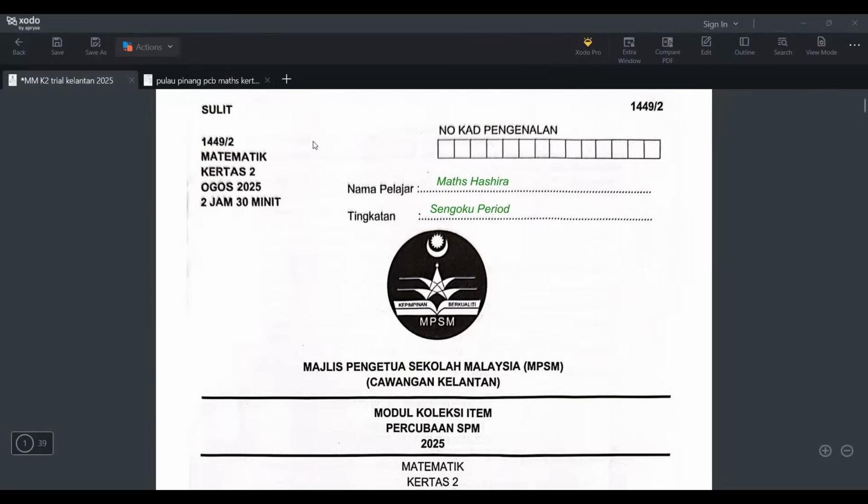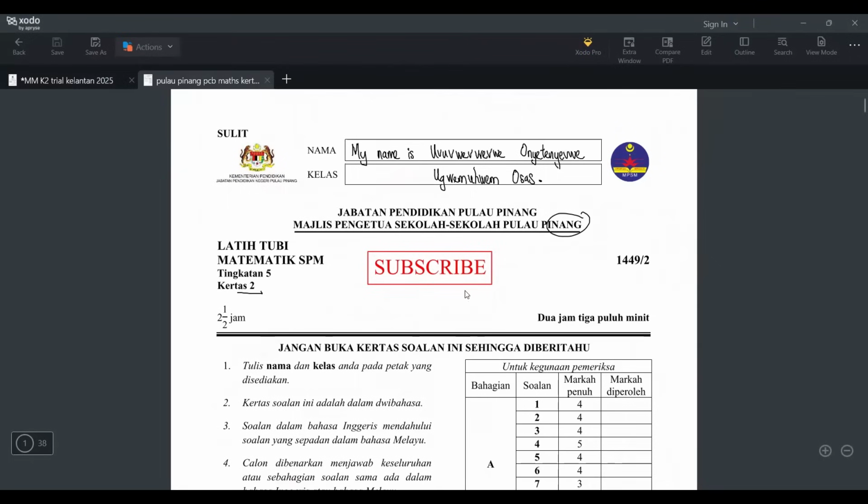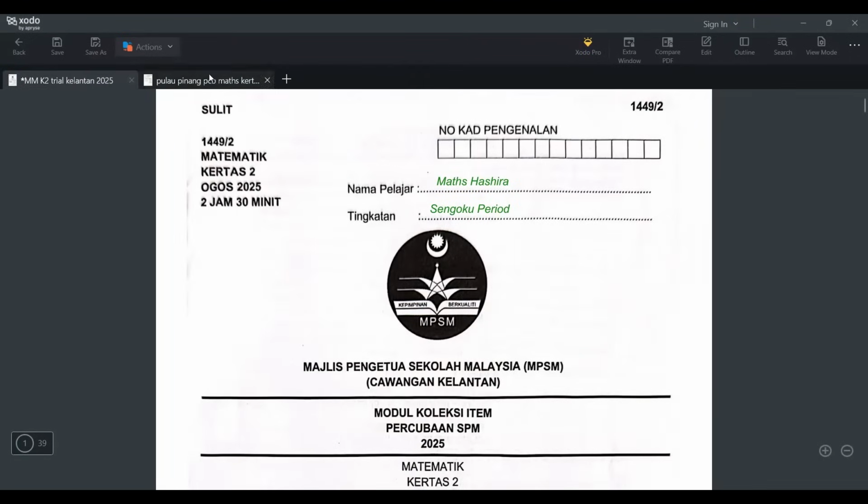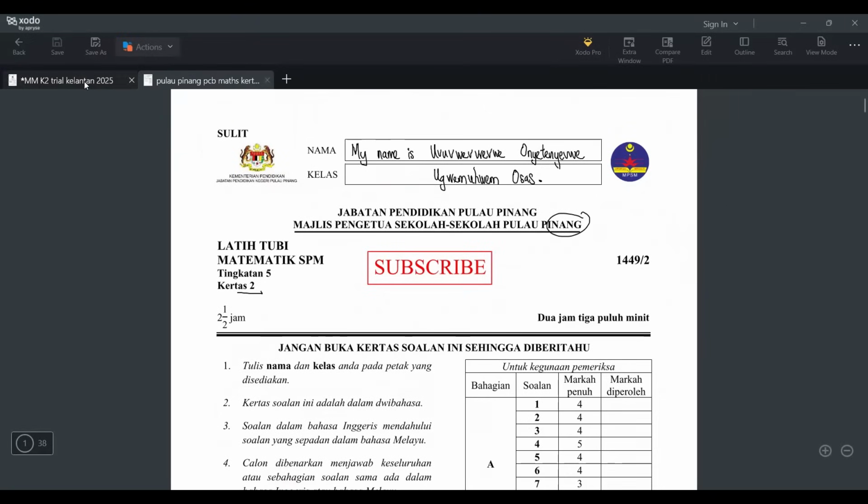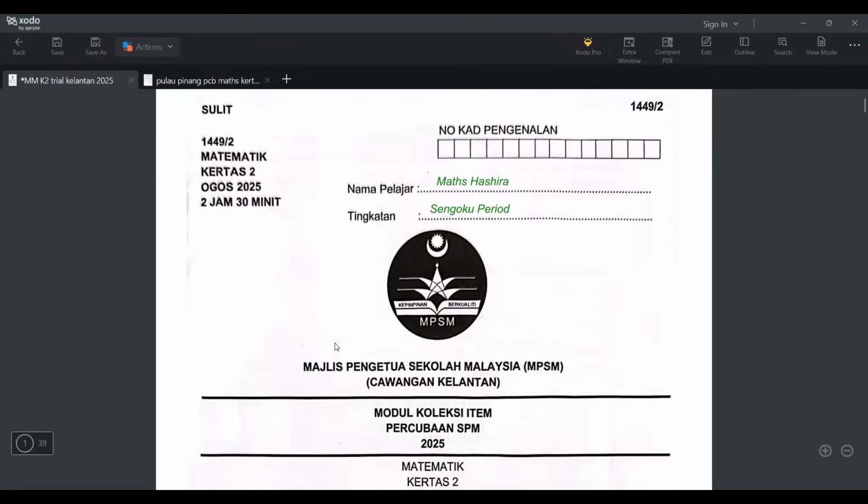Okay, this video I will do a maths paper. This video is the Kelantan trial, the trial 2025 that just finished recently during August, and this is paper 2. I already did paper 1. As you can see, I have the Penang paper open just in case, because I noticed there's a lot of similarity between the Kelantan paper 2 and the Penang trial paper 2. So later when I notice questions that are similar, I will open this and let you see how similar it is. Okay, so I will start now.